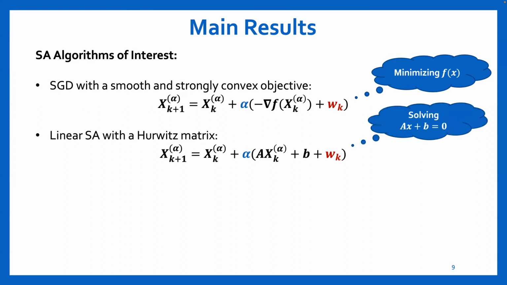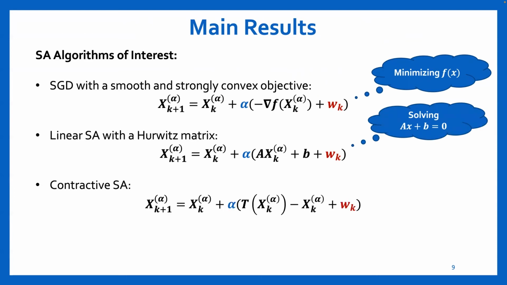This update equation is related to solving the equation Ax plus b equal to 0. This problem arises in many contexts. For example, in linear regression, we're essentially solving a linear equation. And also in reinforcement learning algorithms such as TD learning, the algorithm is essentially a linear stochastic approximation algorithm.